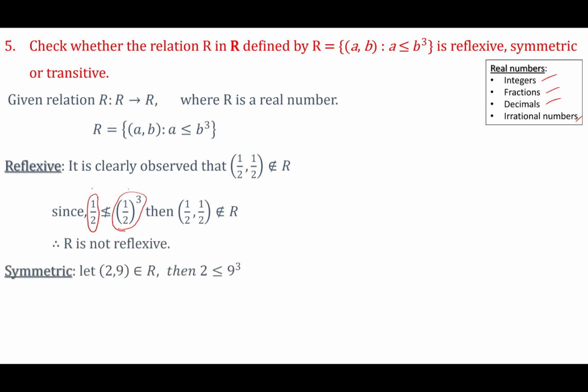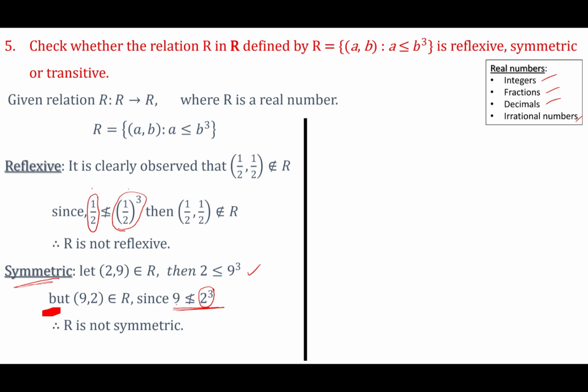Now, symmetric. Let us consider (2, 9) belongs to R, then 2 is less than or equal to 9 cubed. Obviously, this is true. But the symmetric relation says if (A, B) belongs to R, then (B, A) must belong to R. If I say (9, 2) belongs to R, which means 9 must be less than or equal to 2 cubed. So 9 is not less than or equal to 2 cubed, because 2 cubed is 8 and 9 is bigger. So I cannot say it is less than. So the relation R is not symmetric.